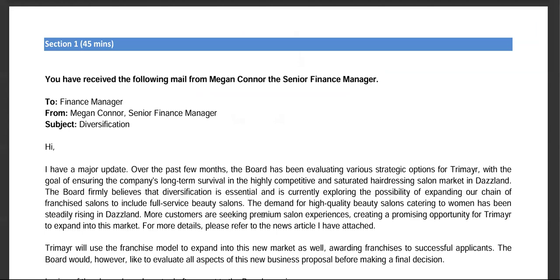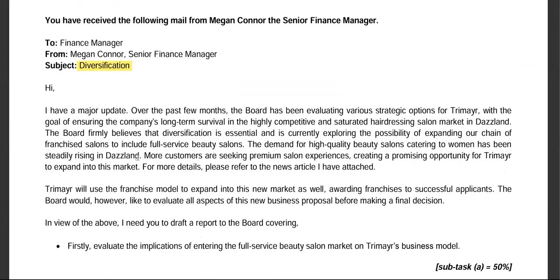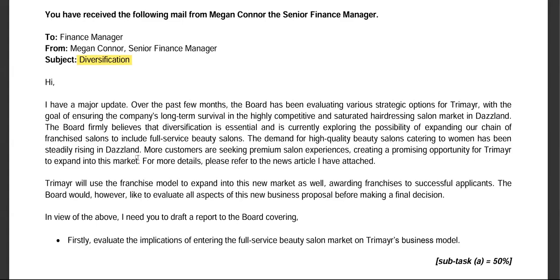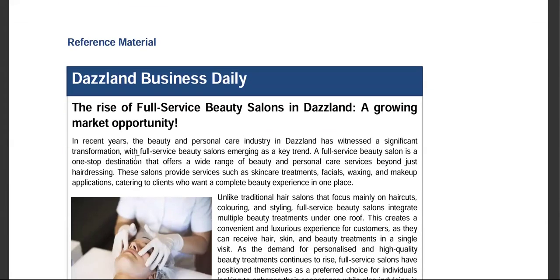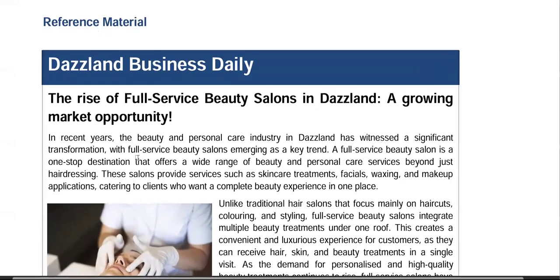So in section 1, we were briefed about a diversification. So I'm going to save some time by not rereading the scenario. By now, you have all attempted this mock exam, and you would be aware of the theme, diversification, and you would be aware of the development in the Dassland market. So we were told about the rise of full service beauty salons in Dassland, and it's a growing market opportunity.